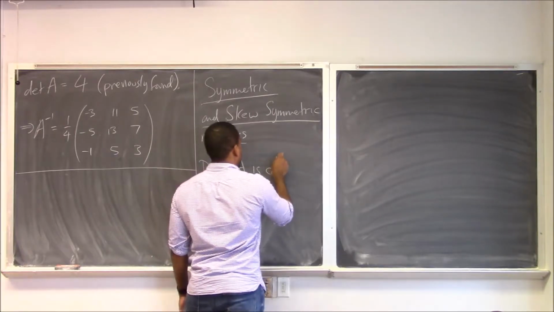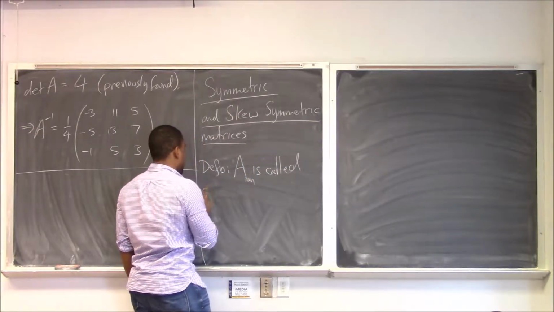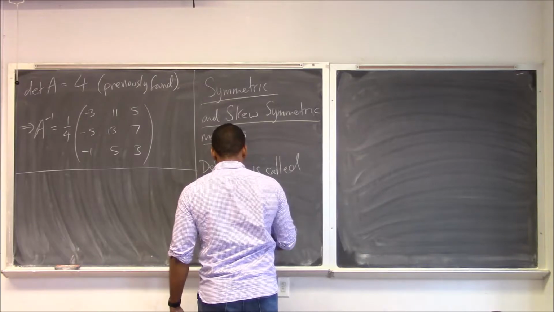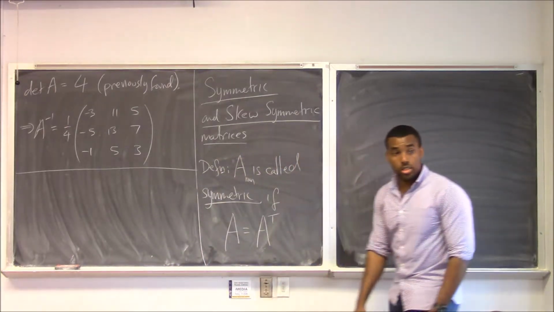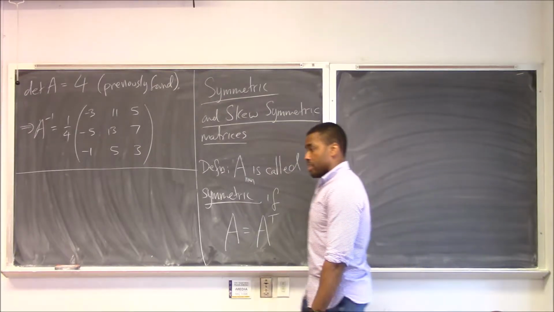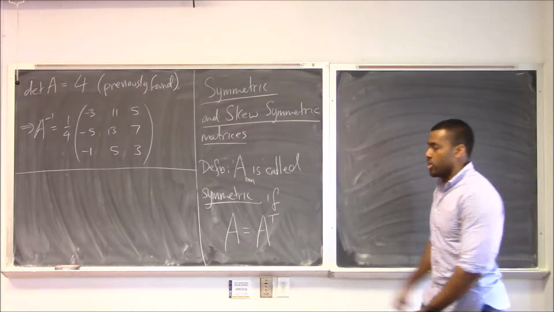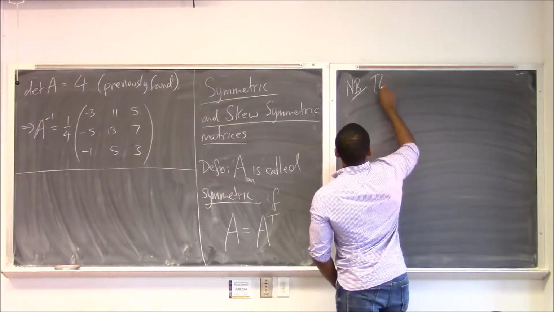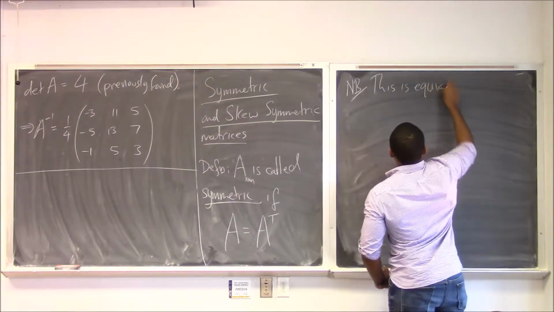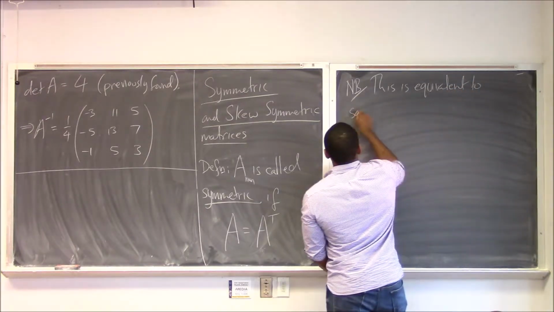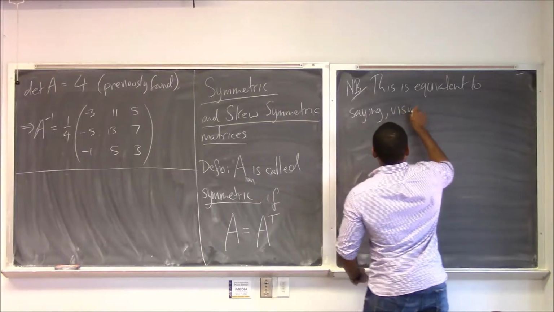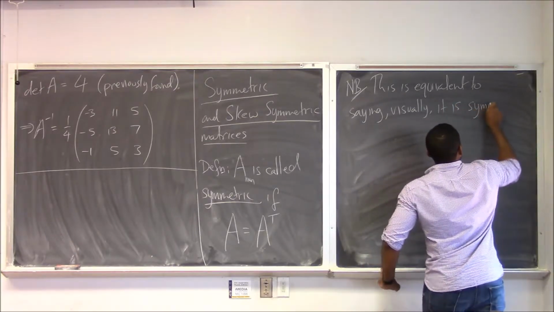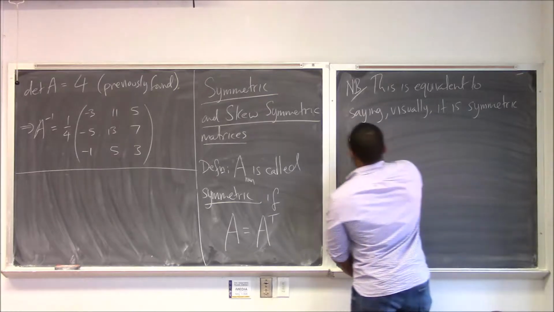A, n by n, is called symmetric if A is equal to A transpose. That's the definition. And basically what that ultimately means is that it has some visual symmetry, that when you look at it, you can see it's symmetric about the main diagonal. This is equivalent to saying that visually and otherwise, it is symmetric, in your usual understanding of the word symmetry about the main diagonal.